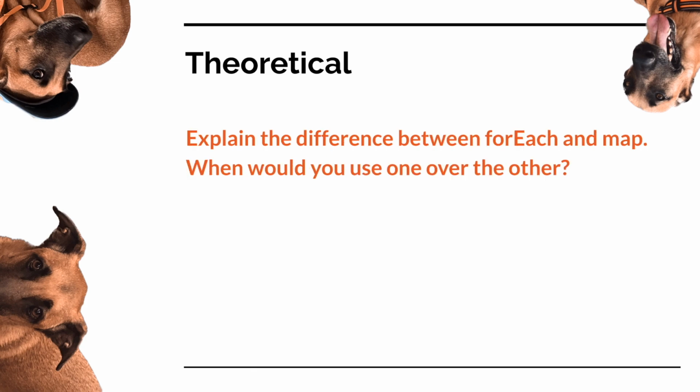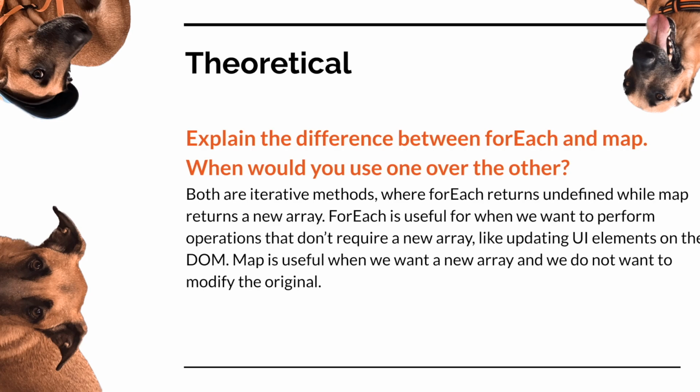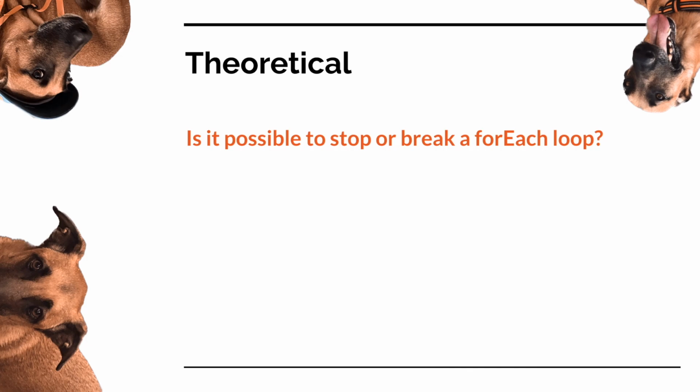Explain the differences between forEach and map. When would you use one over the other? So both are iterative methods where forEach returns undefined while map returns a new array. forEach is useful for when we want to perform operations that don't require a new array, like updating UI elements on the DOM. Map is useful when we want a new array and we do not want to modify the original.